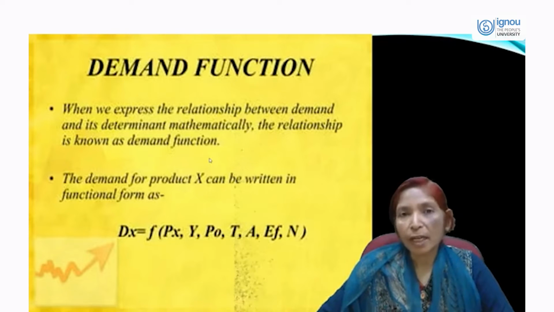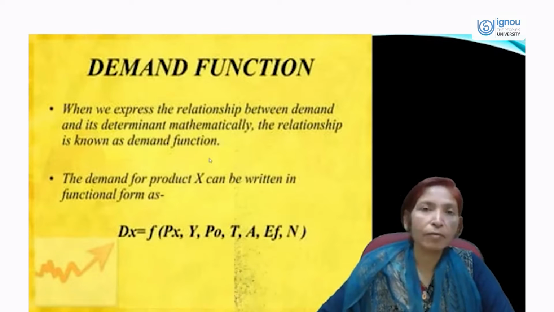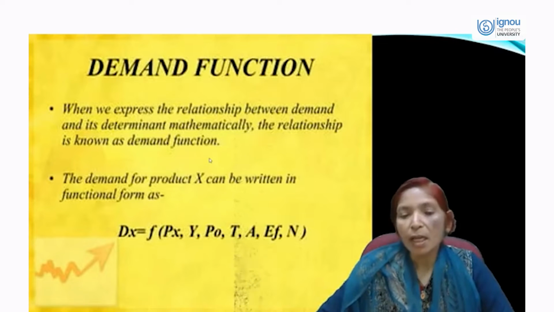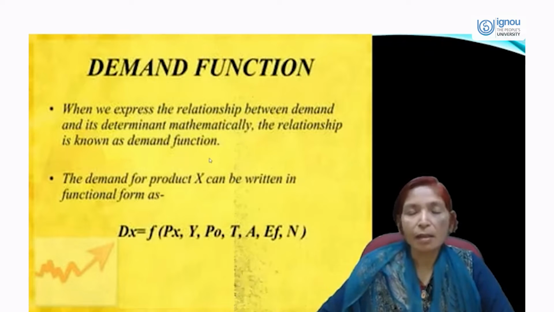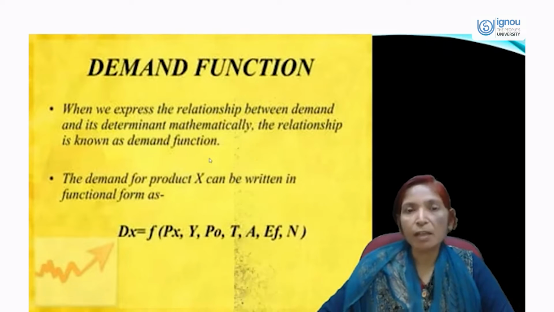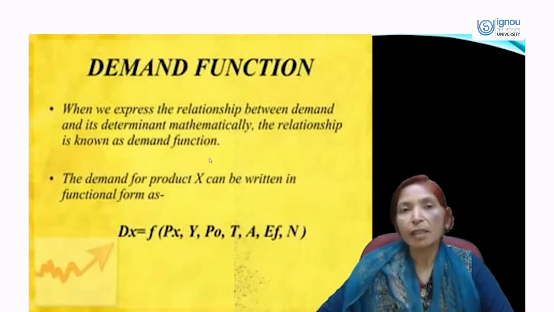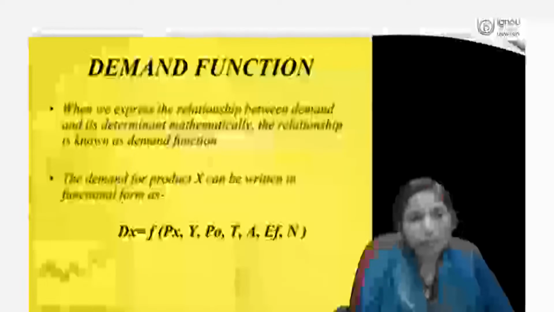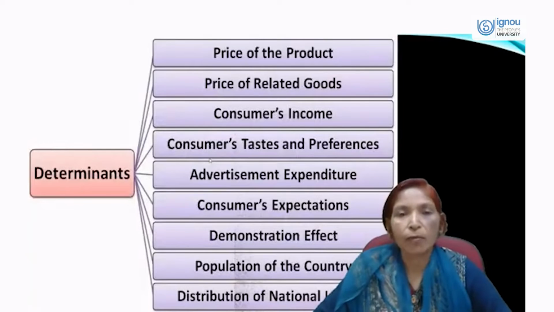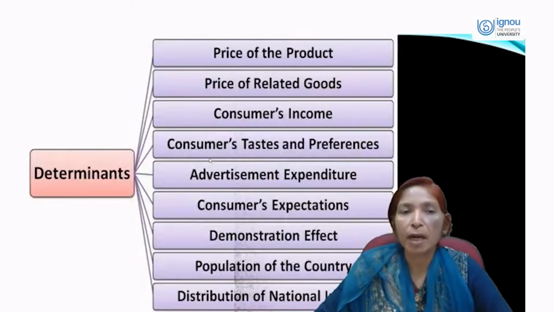EF is future expectations, that is, whether we expect the price will increase or decrease in the future. N is the number of population. So all these factors affect demand. If we show the relationship between the factors affecting demand and demand for X commodity, that is called the demand function.